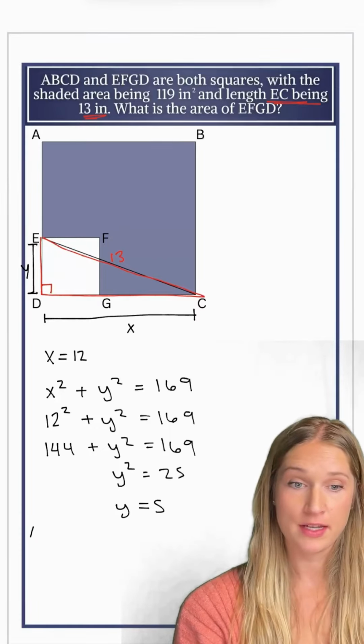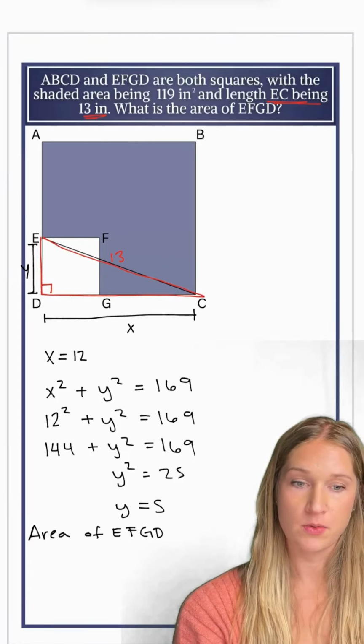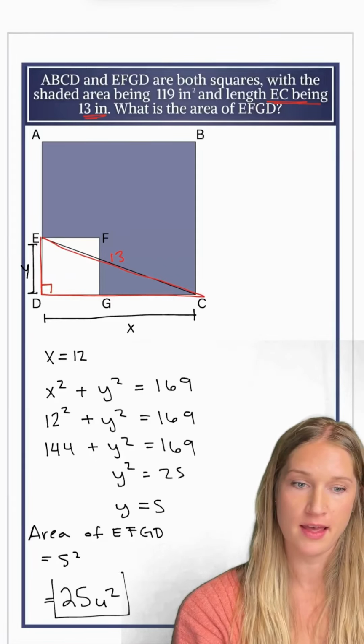So then the area of my square EFGD is going to equal 5 squared, which is 25 square units. And that is all.